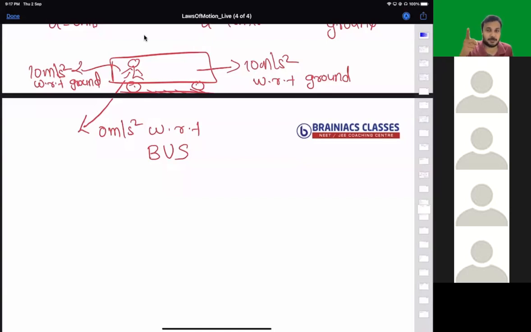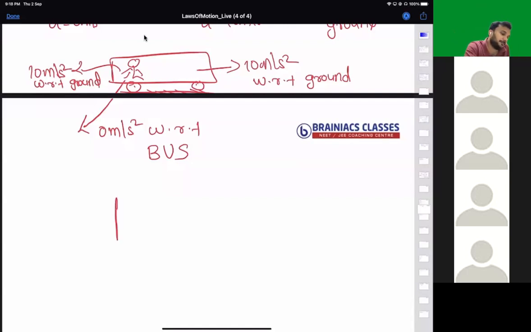That's an important point: the word pseudo force. The frame of reference is a non-inertial frame. That's the NCERT book sentence. A non-inertial frame means the frame of reference is moving. The box and the frame of reference, that's the question. So it is moving, and we have what is called pseudo force.